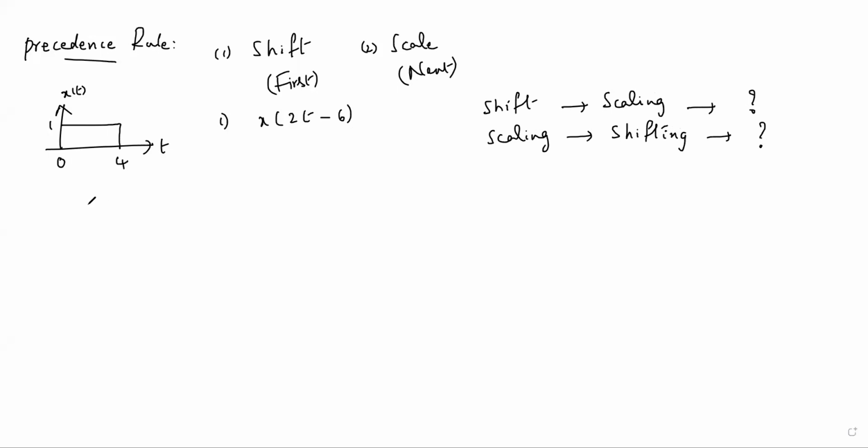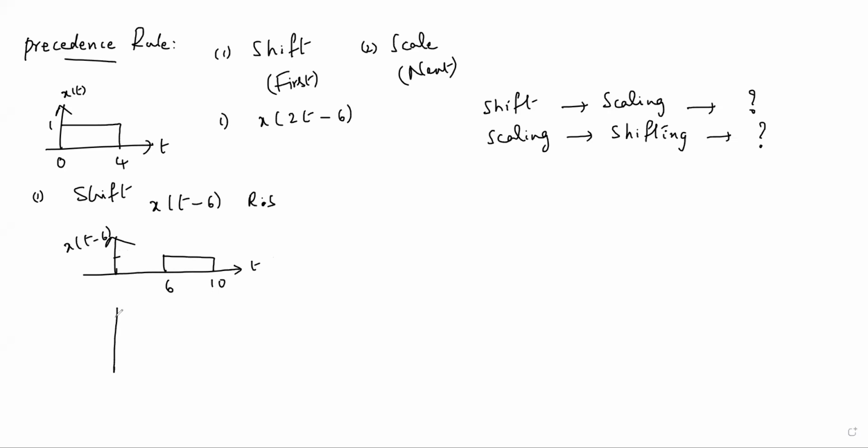So here x of 2t minus 6. First we are doing shifting, so we need to perform x of t minus 6, and then scaling. t minus 6 means it is a right shifting operation. So the signal after shifting by 6 units starts at 6, and the 4 moves to 10. This is the signal after shifting, so the equation is x of t minus 6.